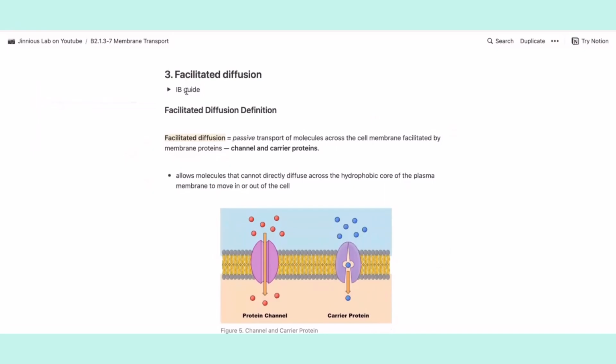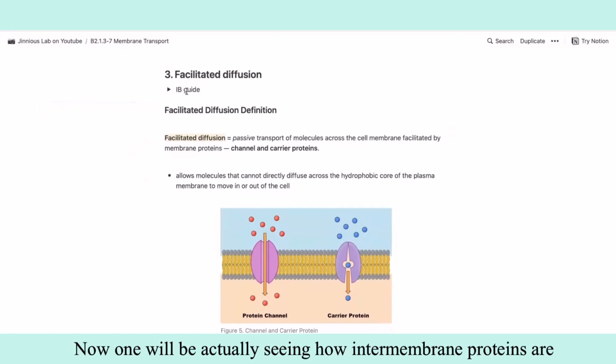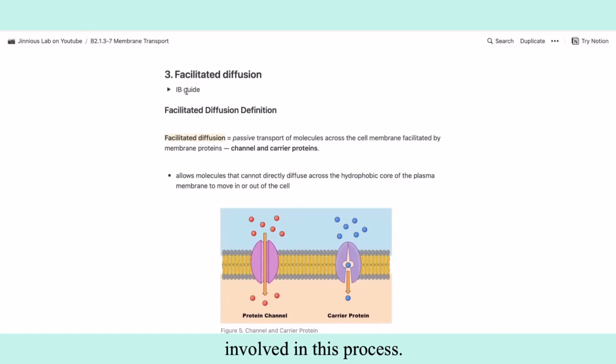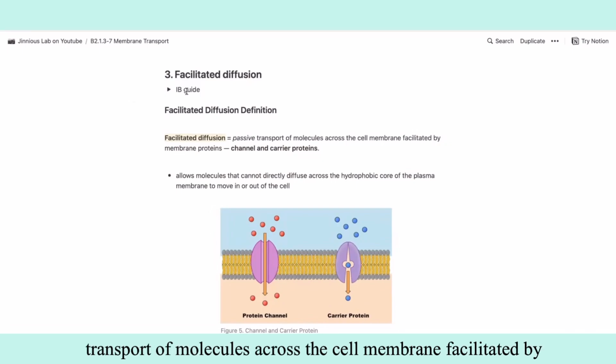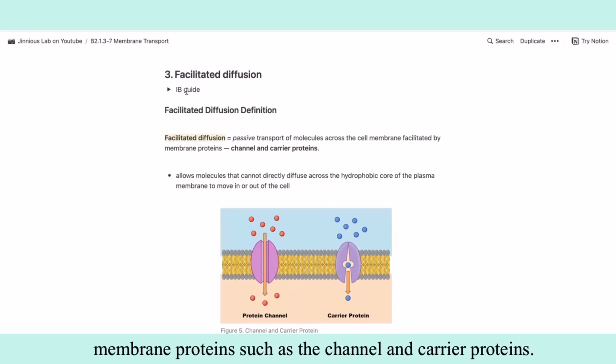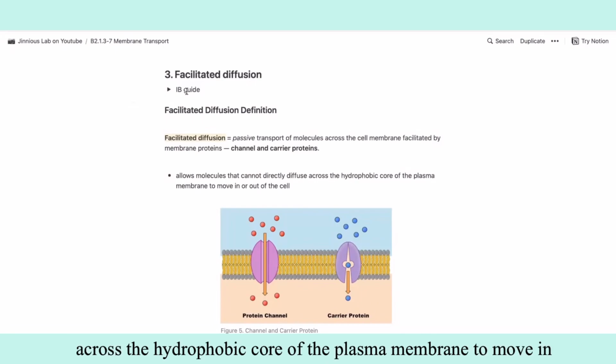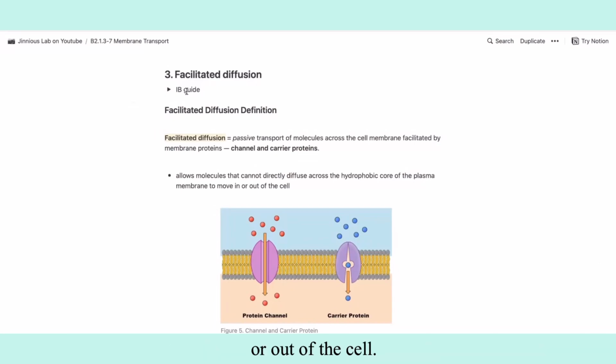Now we'll be looking at the third type of membrane transport, which is facilitated diffusion. From now on, we'll be seeing how integral membrane proteins are involved in this process. Facilitated diffusion can be defined as the passive transport of molecules across the cell membrane facilitated by membrane proteins such as channel and carrier proteins. They allow molecules that cannot directly diffuse across the hydrophobic core of the plasma membrane to move in or out of the cell.